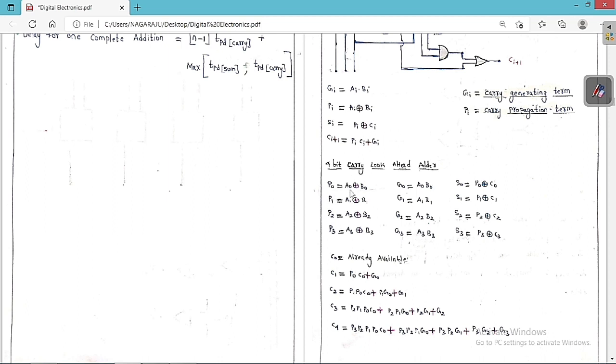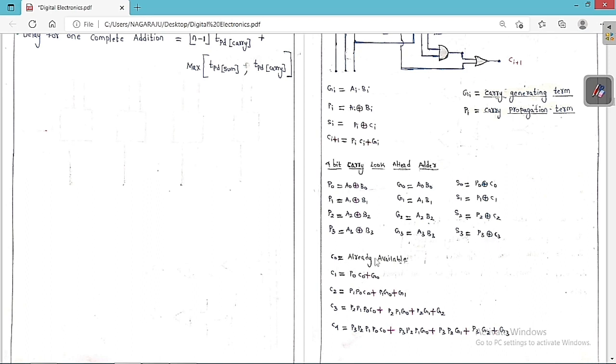So P0 is equal to A0 XOR B0, P1 is equal to A1 XOR B1, P2 is equal to A2 XOR B2 and P3 is equal to A3 XOR B3. Similarly G0 is equal to A0 B0, G1 is equal to A1 B1, G2 is equal to A2 B2 and G3 is equal to A3 B3. Then S0 is equal to simply P0 XOR C0, S1 is equal to P1 XOR C1, S2 is equal to P2 XOR C2 and S3 is equal to P3 XOR C3.